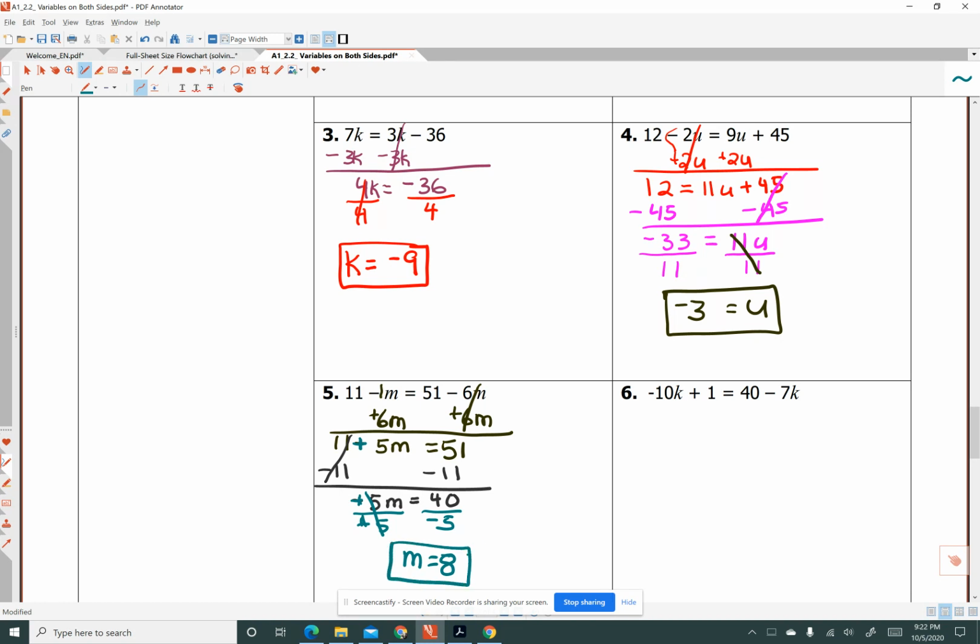Okay, let's go on to the next set. Negative 10k plus 1 equals 40 minus 7k. So I'm going to take the negative 10k and move it to the right side by adding 10k to both sides. That way I can turn this 7k positive, which is a good thing. So I have 1 equals 40 plus 3k. Now I will subtract 40 from both sides.